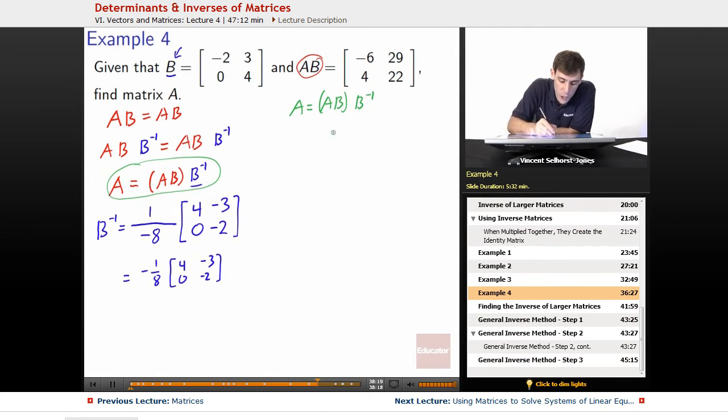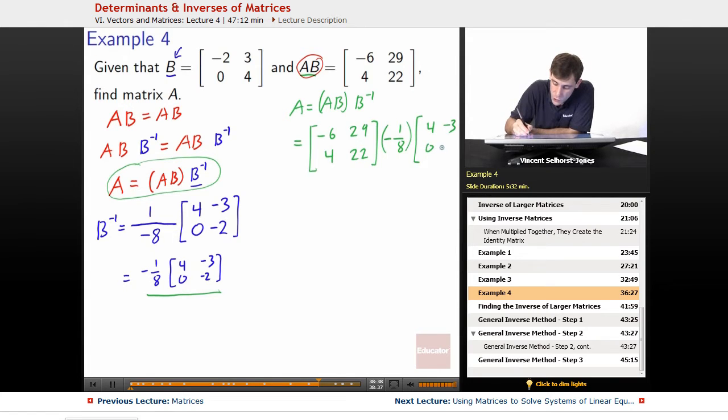So at this point, we know from what we showed that A is equal to AB times B inverse. We know AB is negative 6, 29, 4, 22, and B inverse is negative 1/8 times 4, negative 3, 0, negative 2. I think it's easier to bring the fraction in afterwards, so let's pull the fraction to the front. The fraction is just a scalar, so it's just going to scale the matrix. We can scale the matrix anytime we want. Let's pull it out to the front so we can have our matrices do their multiplication.